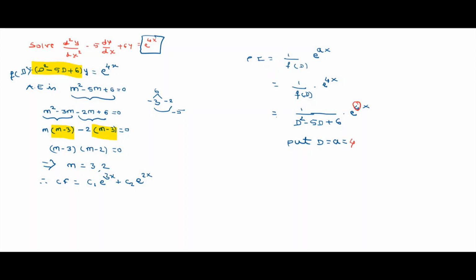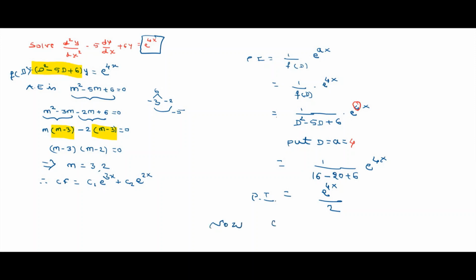If you put d equal to 4, you will get 1 divided by d square, which is 4 square, that is 16, minus 5 into 4, that is 20, plus 6. On simplifying, you will get 2. Here I will write e raised to 4x as it is, and on simplifying you will get e raised to 4x divided by 2. So this is the particular integral.